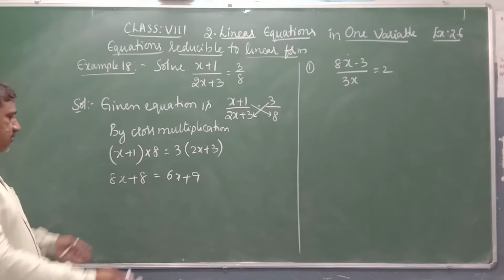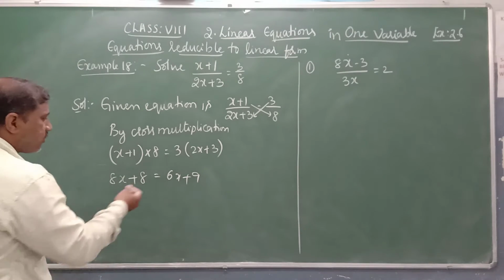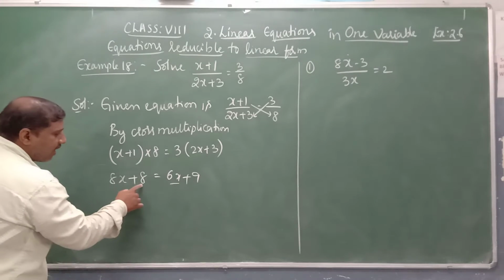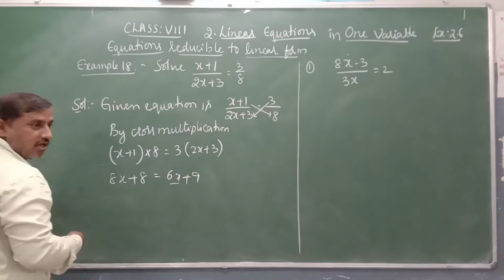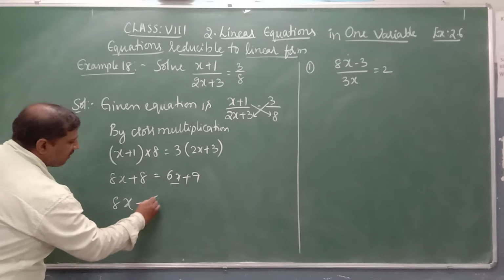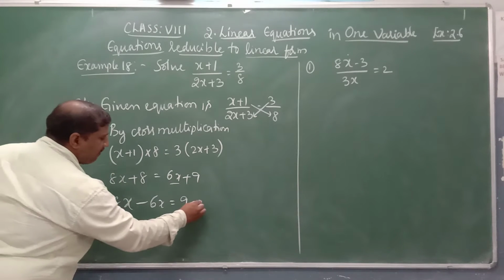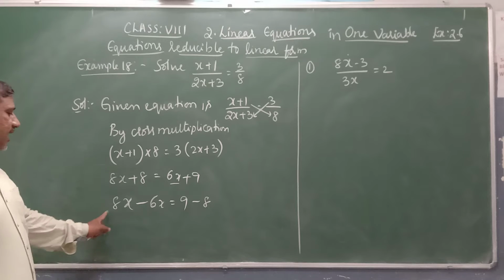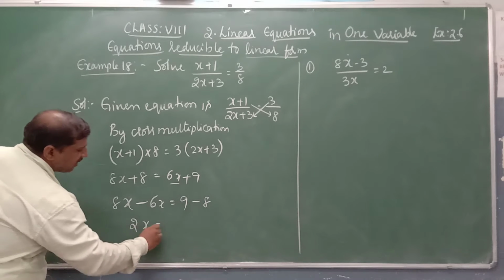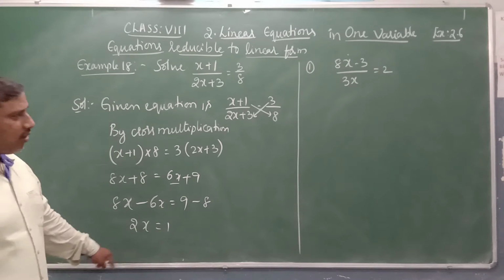So now transpose, that is, bring all the variables to one side and constants to the other side. Here 6x is a variable. Transpose 6x to LHS and 8 to RHS. So we get 8x minus 6x is equal to 9 minus 8. Now 8x minus 6x, 8 minus 6 is 2. 2x is equal to 9 minus 8, which is 1. 2x is equal to 1.